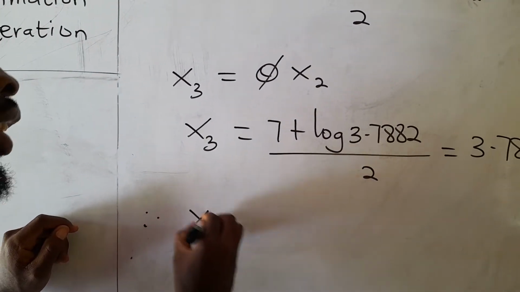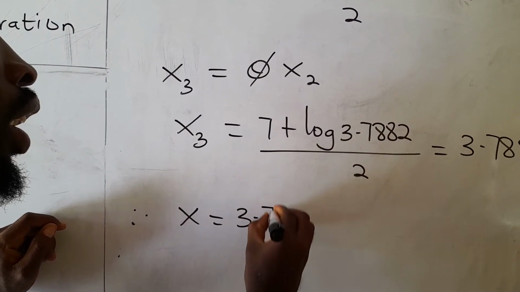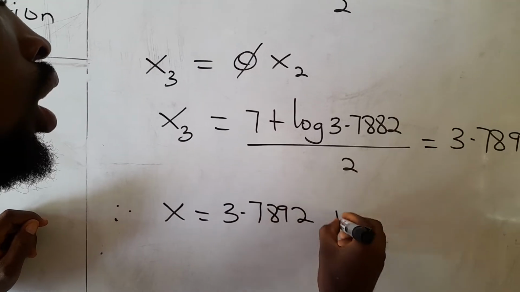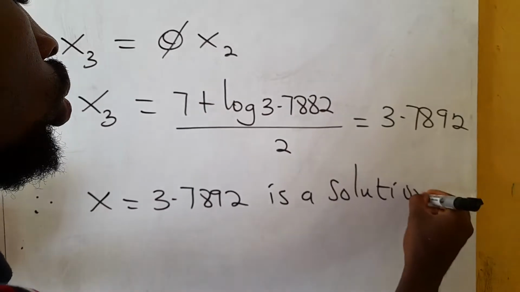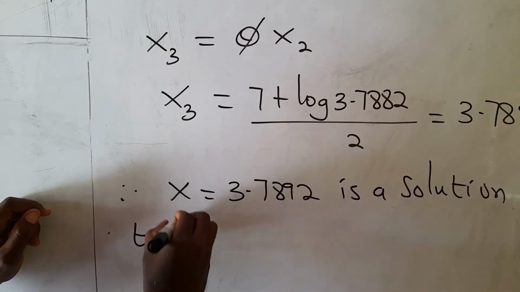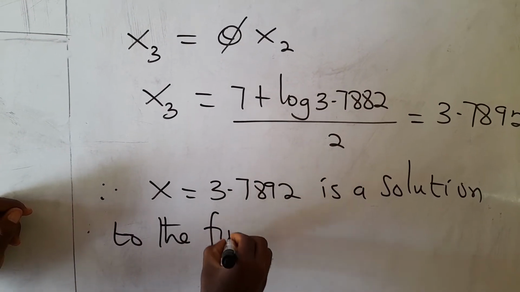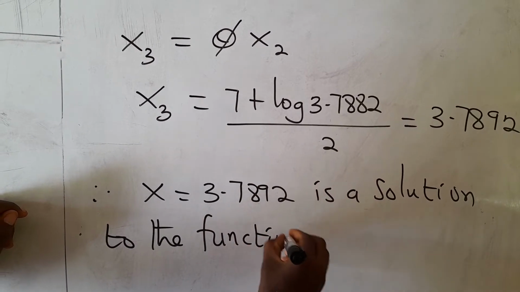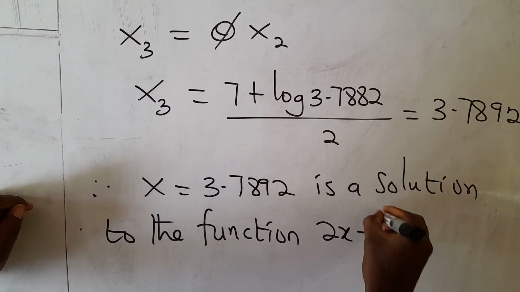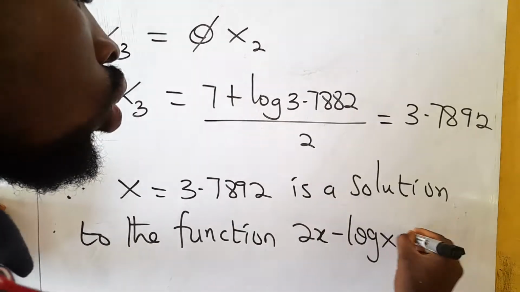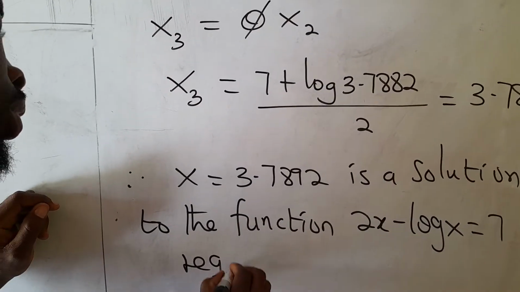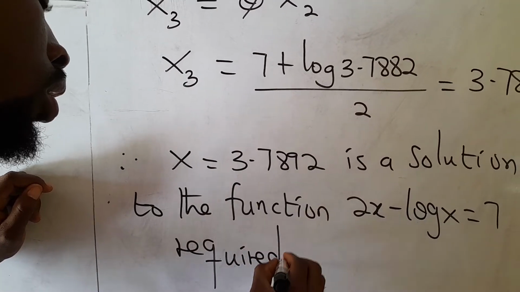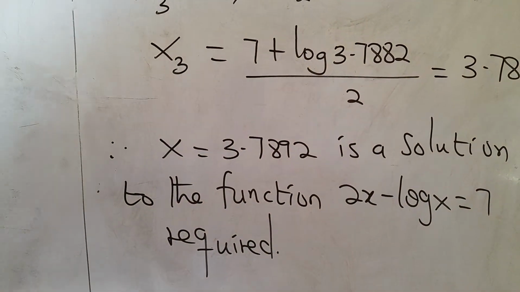Therefore, s equal to 3.7892 is a solution to the function 2x minus log x equal to 7, as required. I hope you get that.